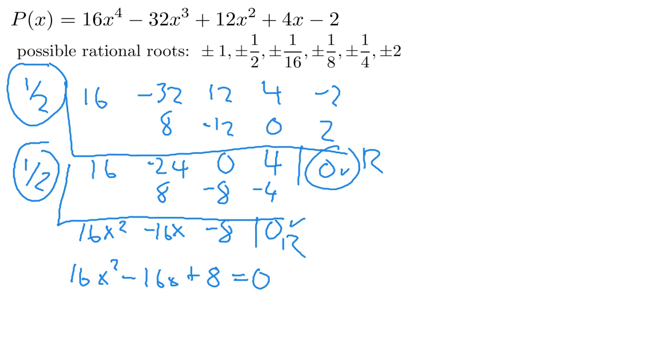Now, I notice that the coefficients 16, 16, and 8 have a common factor of 8. To make things a little nicer for myself, I'll factor out that 8. When you're solving, since the 8 doesn't have any variables attached to it, it doesn't affect the solution. So for the purposes of solving, we can essentially ignore the 8. We can just look at the remaining polynomial, 2x squared minus 2x plus 1. So we've got to solve that.